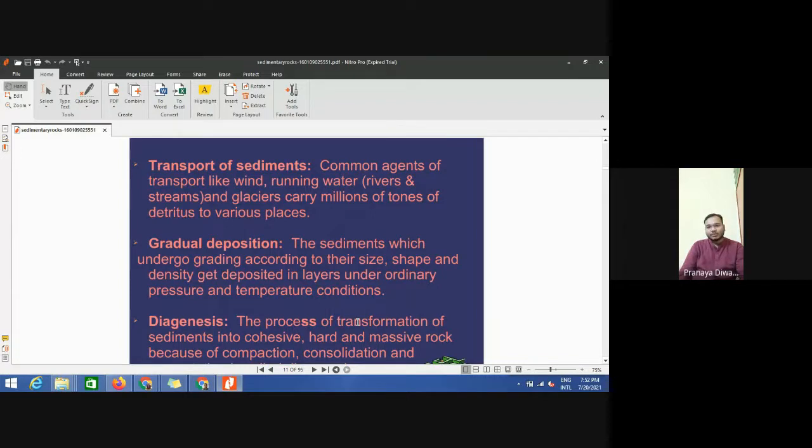So, what kind of process is diagenesis? Diagenesis is the process of transformation of the sediment into cohesive, hard, and massive rock because of the compaction and consolidation process.